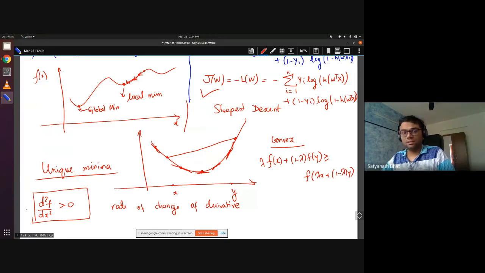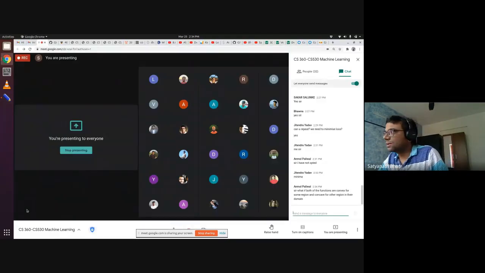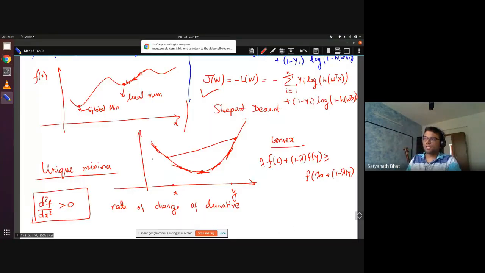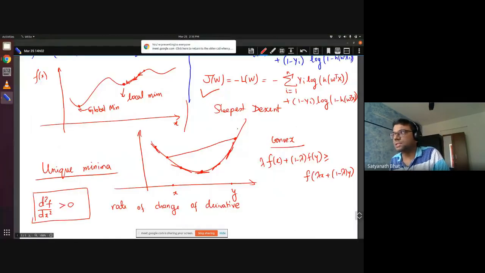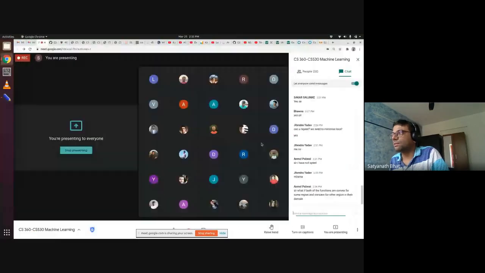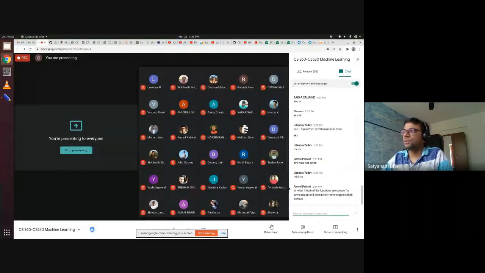Is that all right? Anmol? Sir, what if the function is convex for some region and concave for some other region? Convex should be convex everywhere. There is no question of convex in some region and concave in some other region. So Anmol, that will not happen, whatever you're asking.